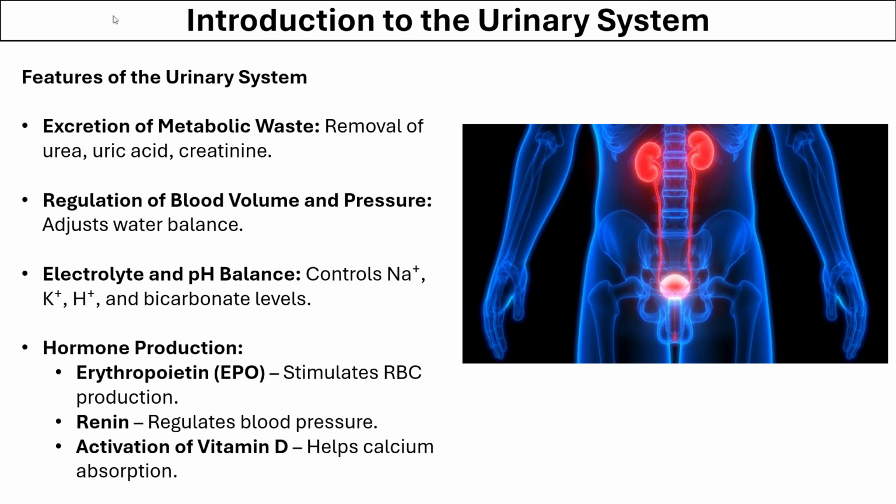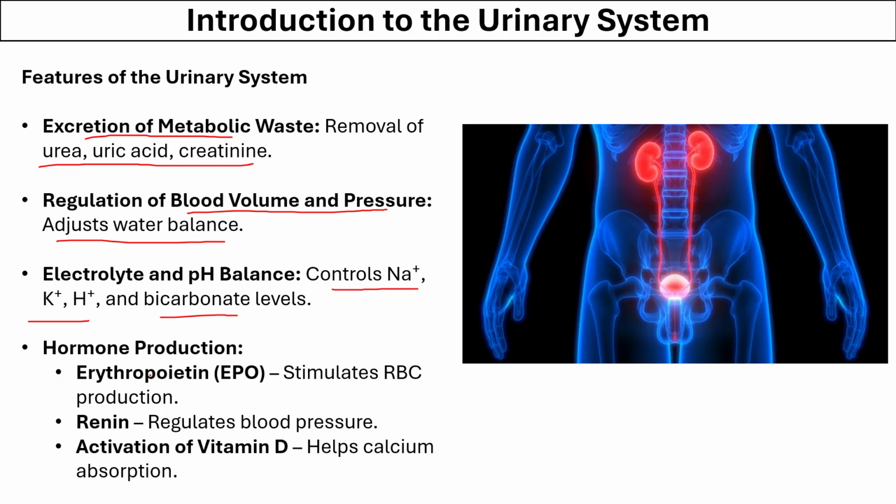Our urinary system not only helps in removing or excreting waste material from our body, these wastes can be urea, uric acid, or creatinine, but it also helps in regulating blood volume and blood pressure and adjusting the water balance in our body. It also maintains the level of electrolytes and pH by controlling sodium, potassium, hydrogen ion and bicarbonate level in our blood.